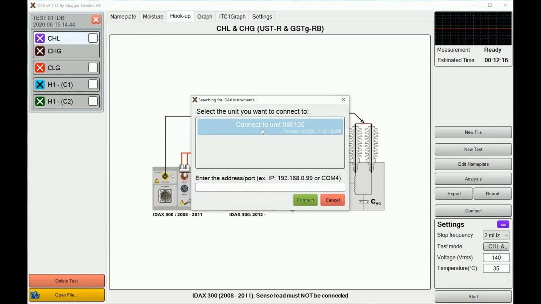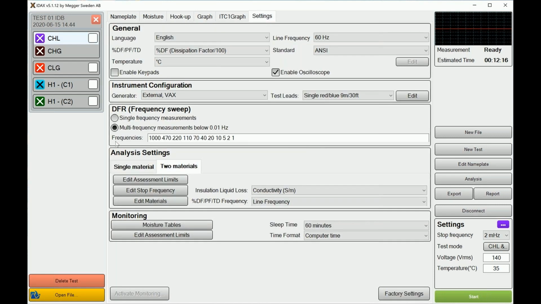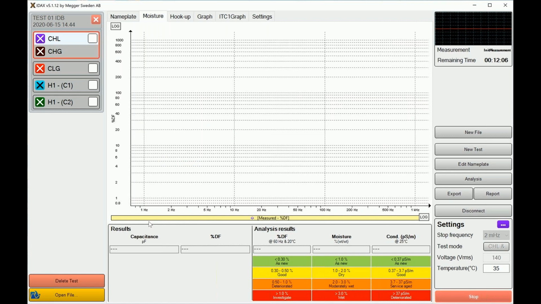You select the unit to connect. Typically, the connection is via USB or via Ethernet. So you have two ports in case one of those fails for whatever reason that is. On the settings, you can look into all the information. Typically, we select the multi-frequency measurement below 0.01 hertz, so you can speed up the measurement. You will be basically testing 3 frequencies at a time. You select what type of generator you're using. If you're using just the Idax, you use 200 volt peak.